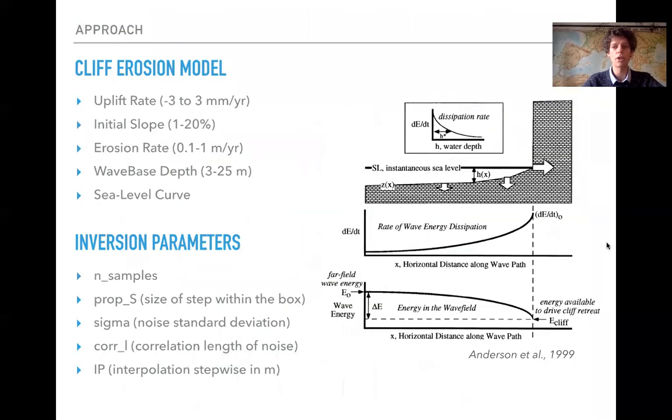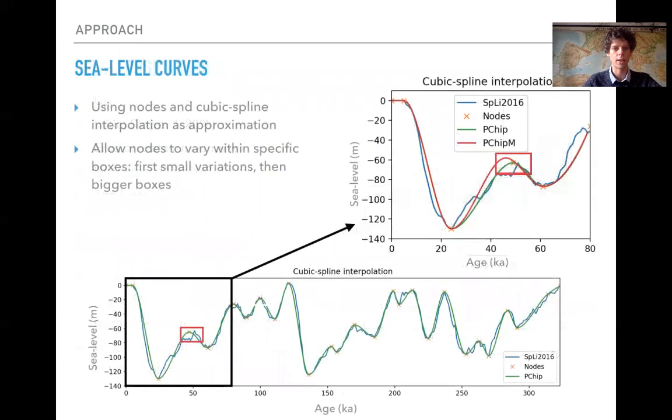So we use this cliff erosion model that I showed you in the previous slide. Not so many parameters involved, basically an uplift rate, an initial slope of the land that you start to erode. And this erosion rate develops as you carve out these terraces. But there is also a roughly known range of parameters for that. A wave-base depth, like how deep is this erosion taking place, and then a sea level curve or sea level history. There are also inversion parameters involved, but I won't go into details on that today.